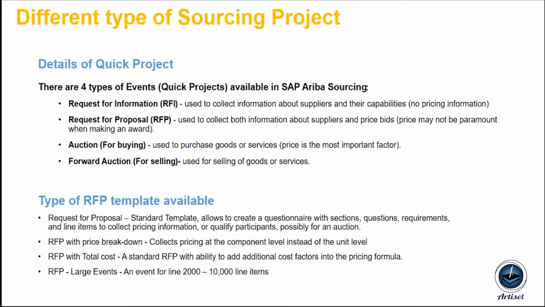There are two challenges over here. This event can be done only through Excel, so we have to upload the Excel, and while the supplier has to submit their bids, they have to download the Excel, fill that Excel and then upload it again back in the system. In this type of event, we can have a maximum of 125 suppliers at a time.